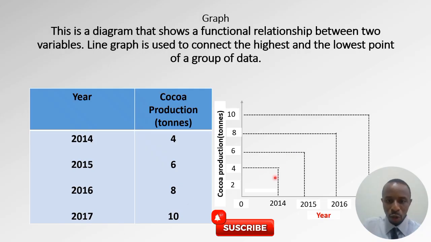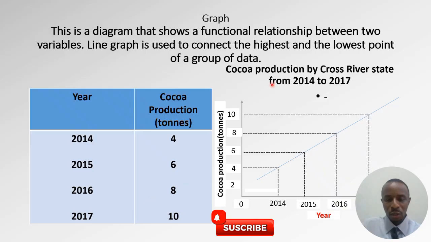After doing that, you need to join these edges together to give us a straight line graph. And you see how that is done, making use of a pencil. The reason why you need to use a pencil is because if you make mistake, you can easily clean and redraw. So the title of the graph is also stated, Cocoa Production by Cross River State from 2014 to 2017. So anybody looking at this graph, you understand that the year 2017 has the highest cocoa production and the year 2014 has the lowest.